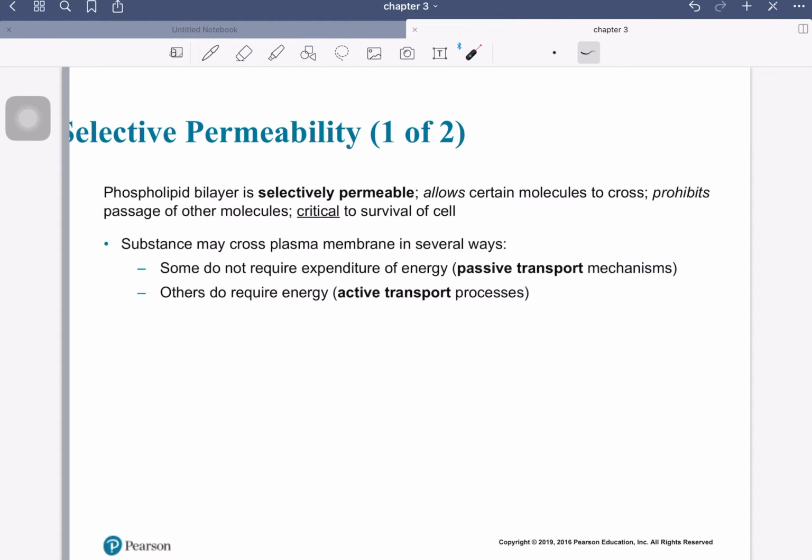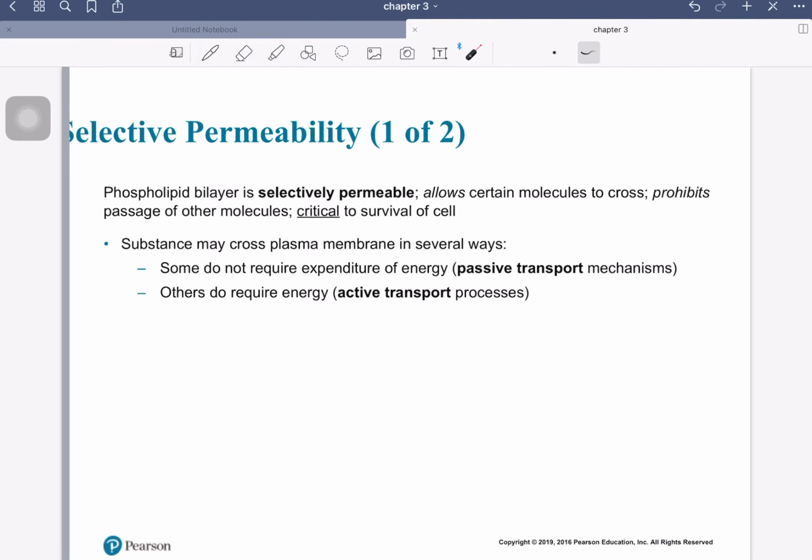Now, the first thing to really think about is that the lipid bilayer that we talked about in previous videos is selectively permeable. And what does this mean? It means that only certain molecules can cross. So some things are allowed to cross and some things are not allowed to cross.